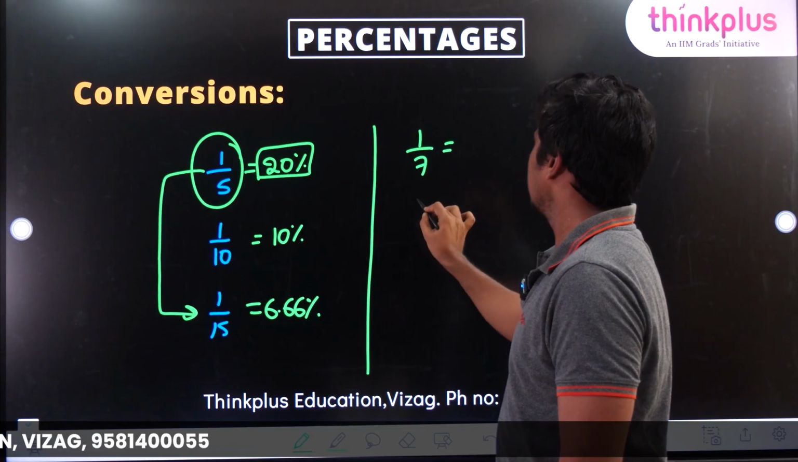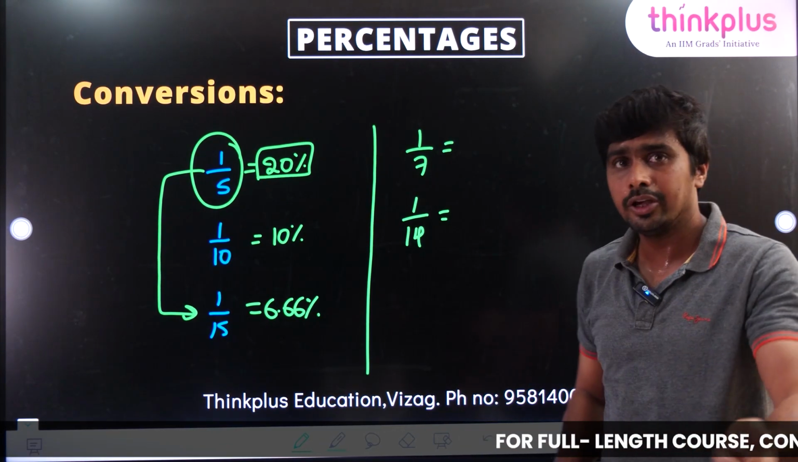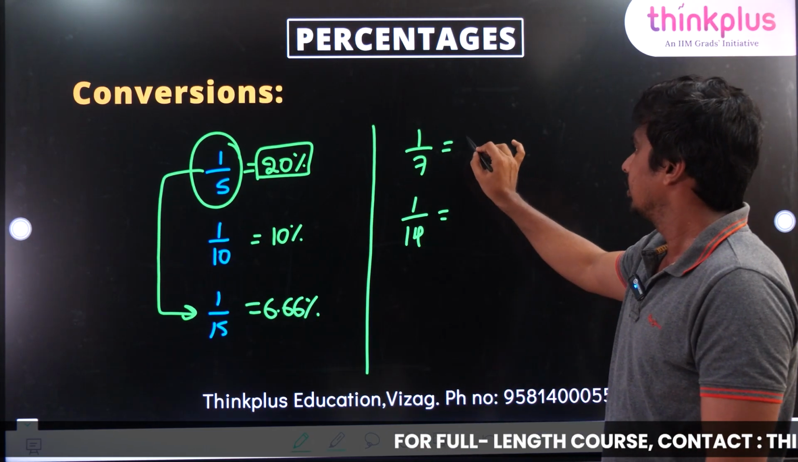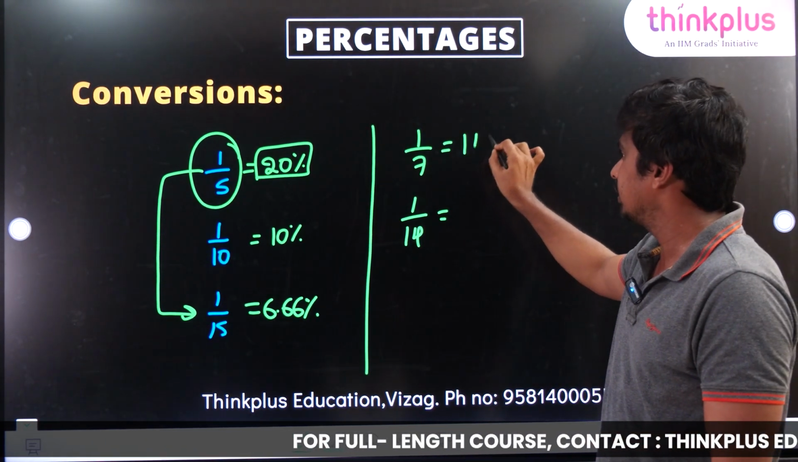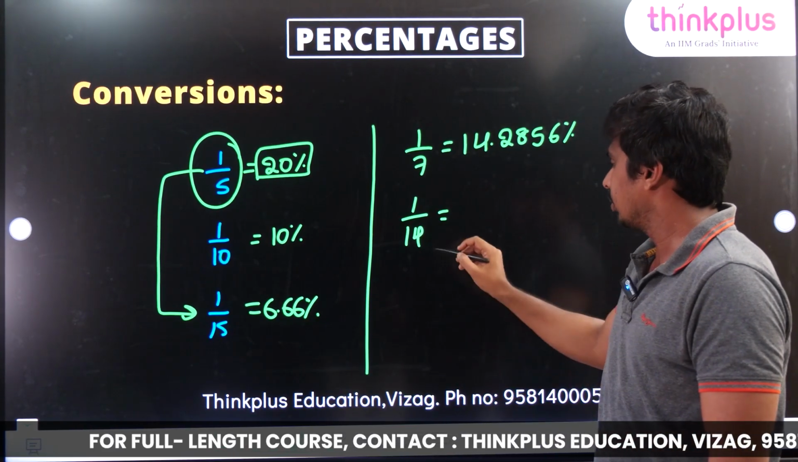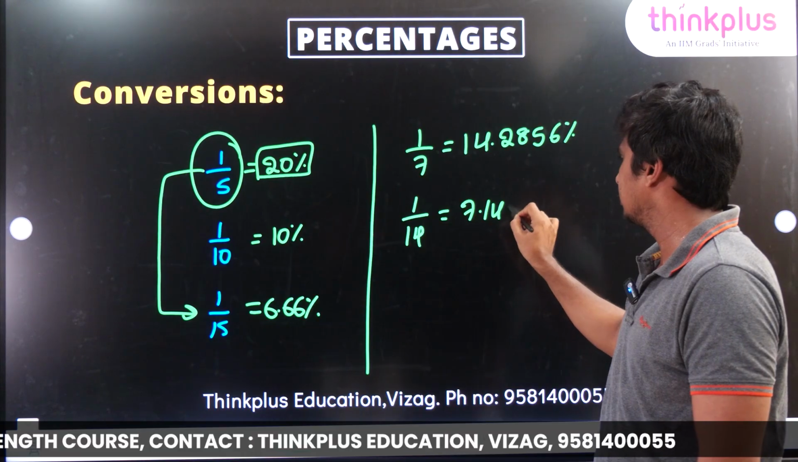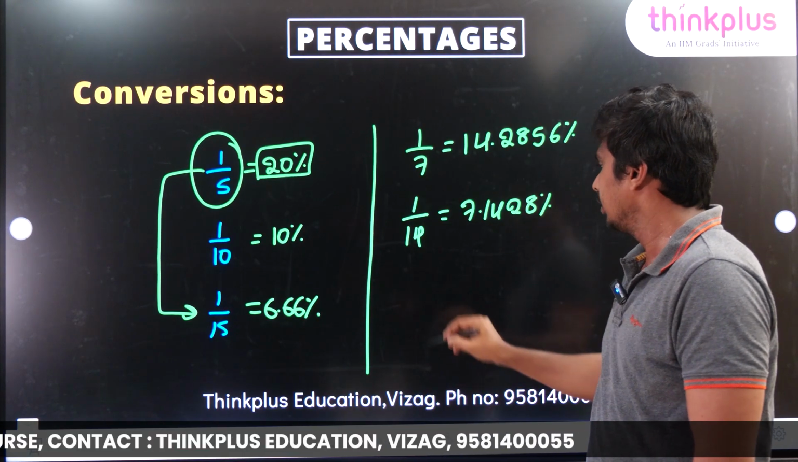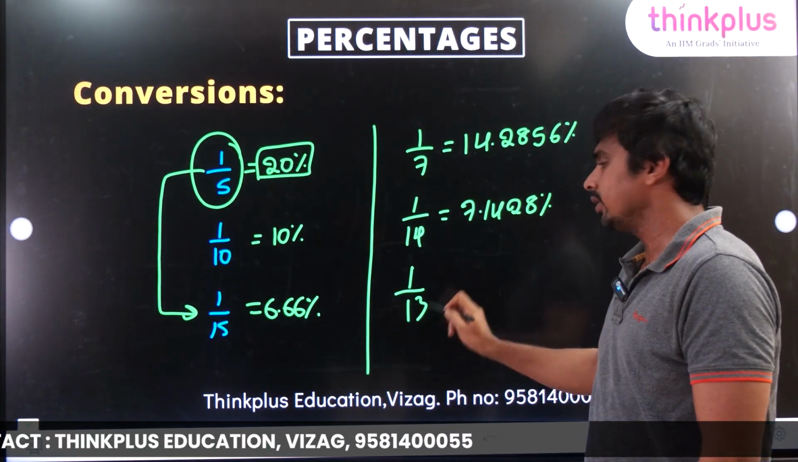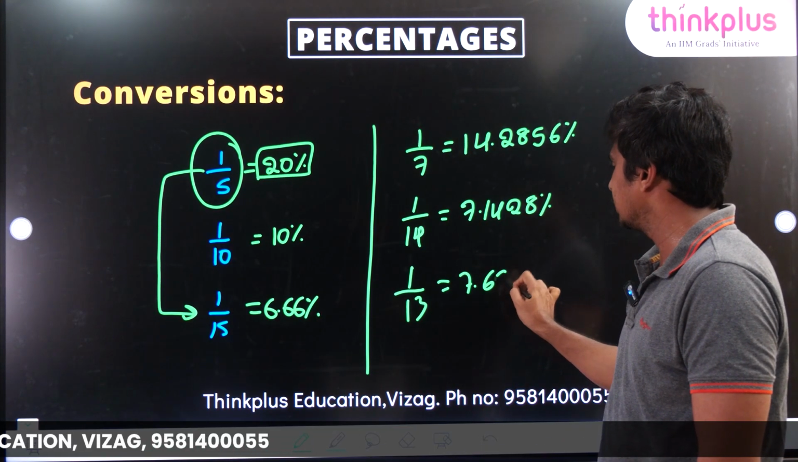Also 1 by 7, 1 by 14. What is 1 by 7? I do remember 1 by 7 this way. You can multiply with 100 to get the answer. 7 double 14, 14 double 28, 28 double 56 percentage. Here 1 by 14 is half of this 1 by 7, 7.1428 percentage. Okay, and one more thing left, 1 by 13. So 1 by 13, if you multiply into 100, you will get 7.69 percentage.